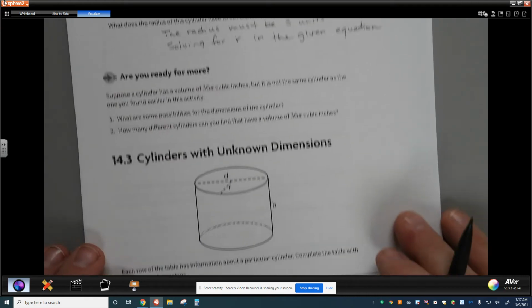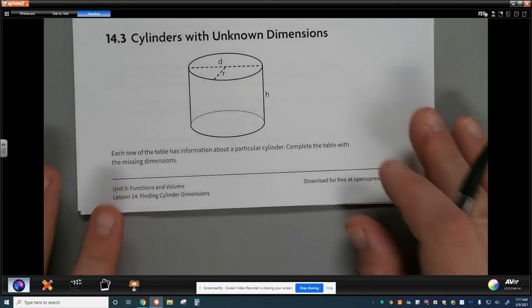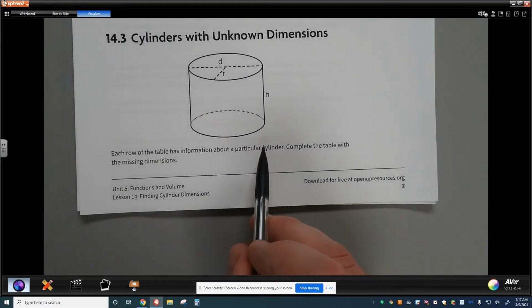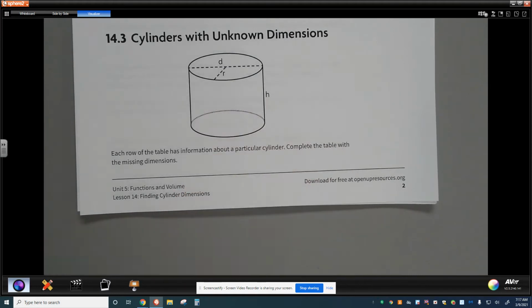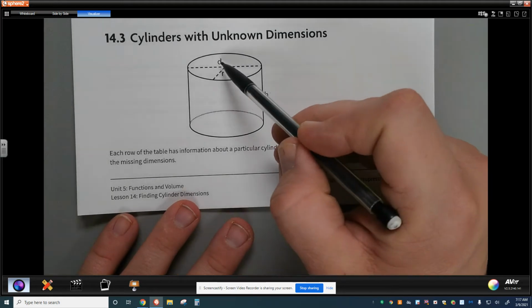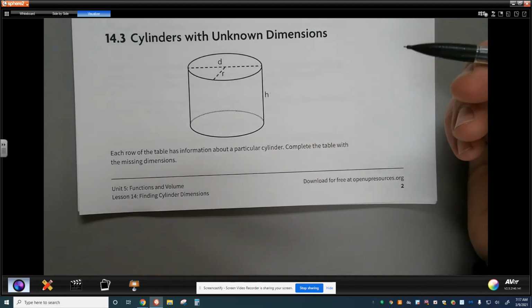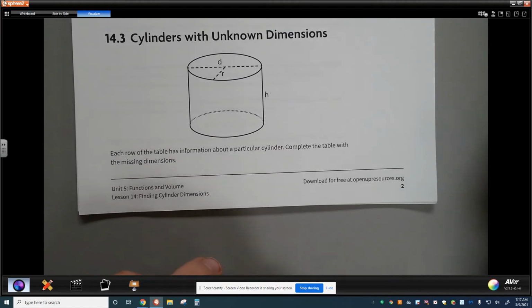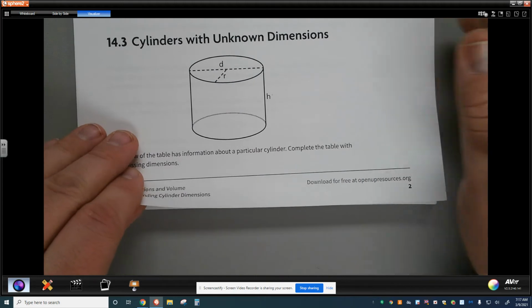All right. Next part of this is more with cylinders with unknown dimensions. What we have is a whole table that we're going to use on the next page that's going to talk about this entire cylinder. Notice that we do have a height, we do have a radius, we do have a diameter, and together we have enough information to be able to figure out the volume. So remember, to figure out one of the 3 things, we have to have 2 of the 3 to be able to determine the unknown side.